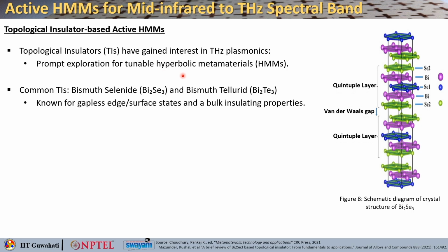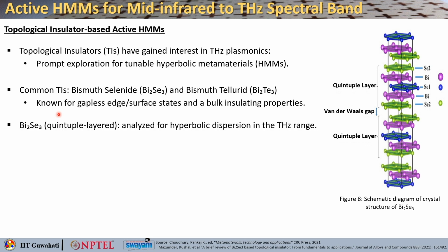Common types of topological insulators are bismuth selenide, Bi2Se3, and bismuth telluride, which is Bi2Te3. Okay, and they are known for gapless edge or surface states and bulk insulating properties. So let us consider bismuth selenide, which is basically a quintuple layered material, and that has been analyzed for hyperbolic dispersion in the terahertz range, as we have already discussed in the second application of active hyperbolic metamaterials, that is supercollimation of terahertz light.